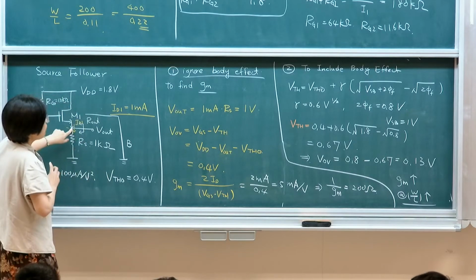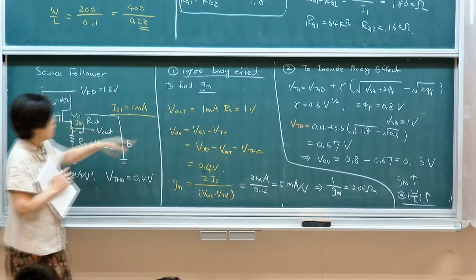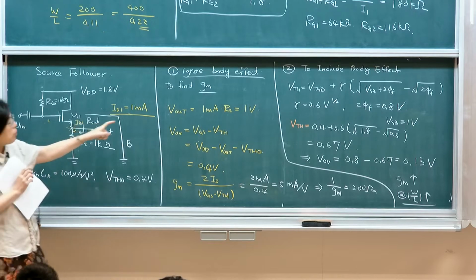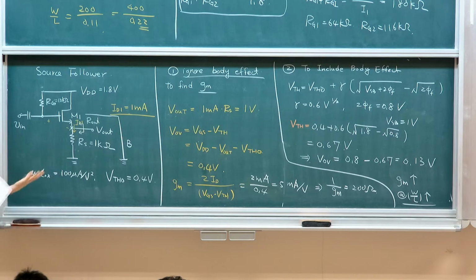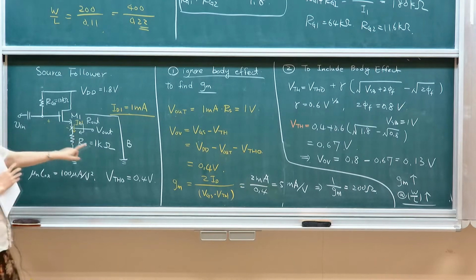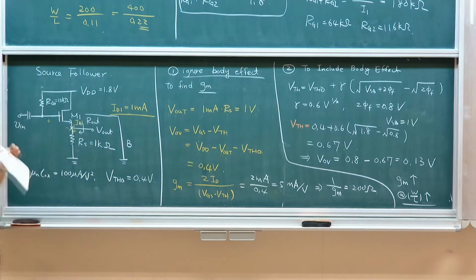VSB, because the source voltage is VL. Vs equals VL, which is 1 volt. Body is ground. Body is always ground by default. You can actually have something called a source-body tied structure, but that's a costly solution, and there will be complications if you connect source and body.